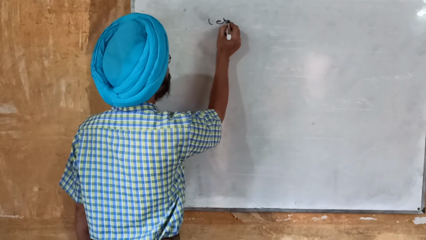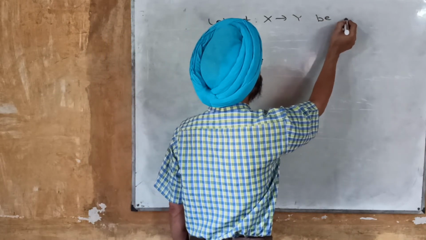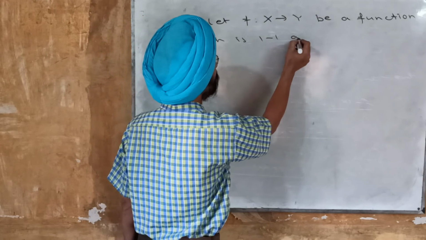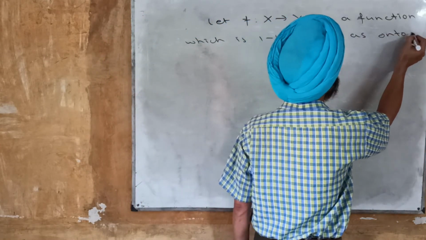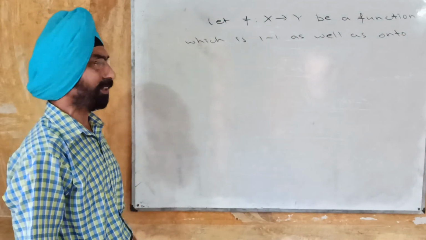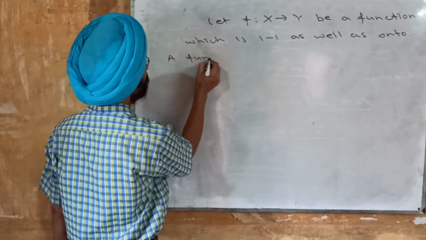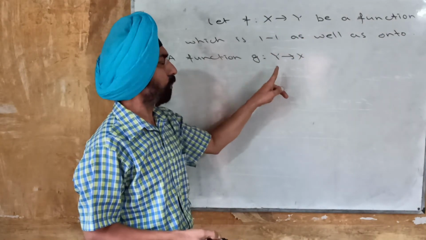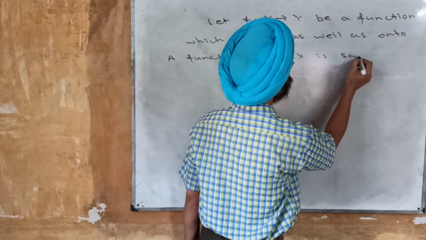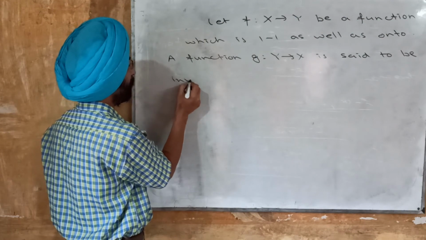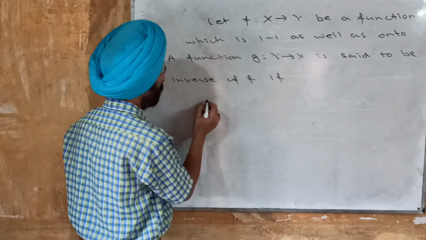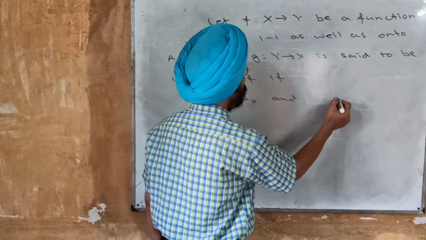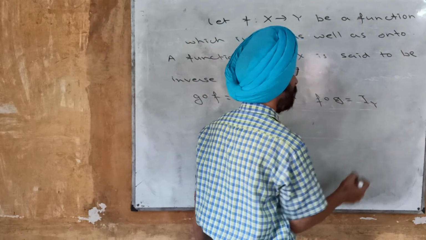So let f from X to Y be a function which is 1-1 as well as onto. Because if a function is 1-1 as well as onto, only then its inverse will exist. In such a case, a function g from Y to X, now earlier it was X to Y, since it is inverse, it must be from Y to X. So a function g from Y to X is said to be inverse of f if f composite g is equal to I_X and g composite f is equal to I_Y.